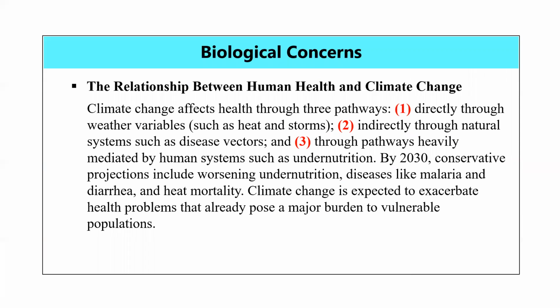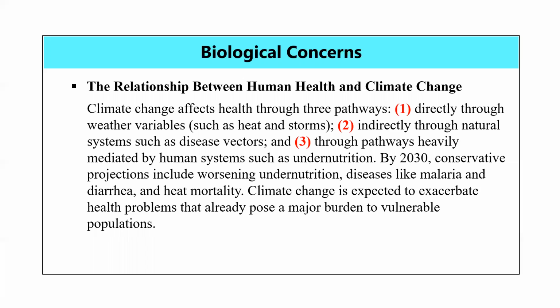Okay, so another impact of climate change to life forms is in particular our human health. Climate change affects health through three pathways. One is directly through weather variables such as heat and storms. So it creates, for example, strong typhoons. We know that during typhoons, normally some people lose their lives. Okay, so that is direct.